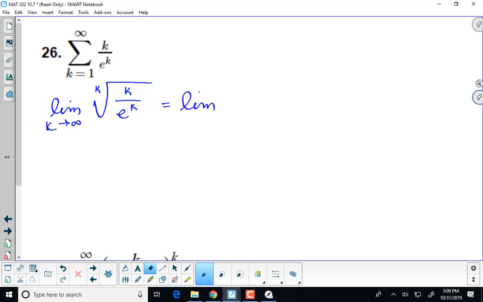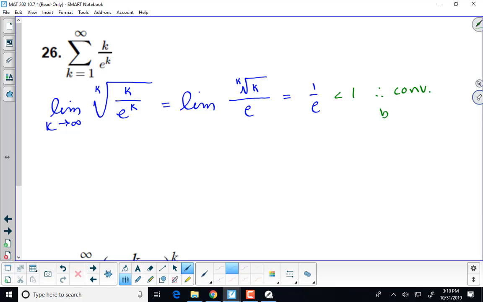We see that there's a k power, which clues us in to go with the root test, with the k-th root of k to the k. So we end up with the k-th root of k divided by e. And so that limit is the reciprocal of e, and that is less than one, therefore it converges by root test.